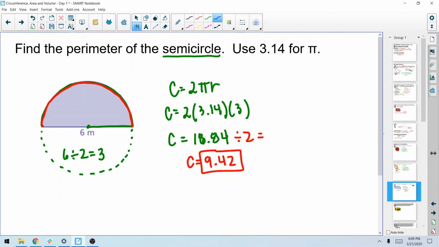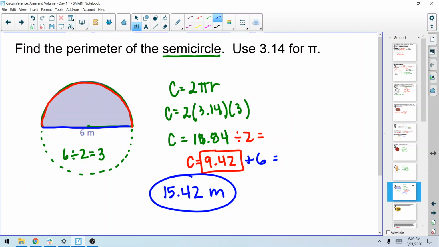What about this part down here? Because that's also part of the perimeter. So that part down there is 6. So we've got to take our 9.42. We've got to add on the 6, which I'm getting 15.42. And then we're working in meters. So your entire perimeter of your semicircle is 15.42 meters.